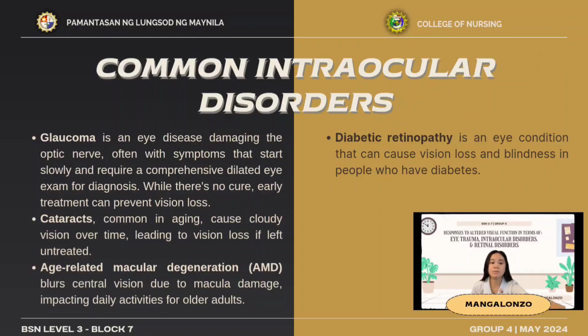The next one is age-related macular degeneration, or AMD. This is a progressive condition affecting the macula, the central part of the retina responsible for sharp central vision. AMD can cause central vision loss, making it difficult to read, drive, or recognize faces. And then the next one is diabetic retinopathy. This is a complication of diabetes that damages the blood vessels in the retina. It can also lead to vision loss if left untreated, particularly in advanced stages when abnormal blood vessels grow on the retina surface.